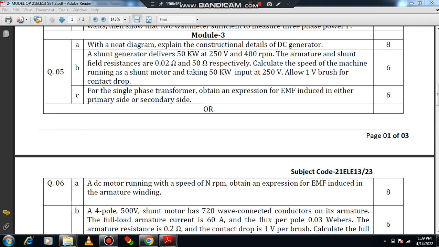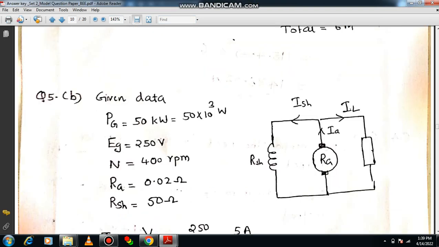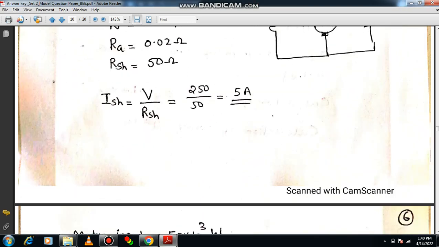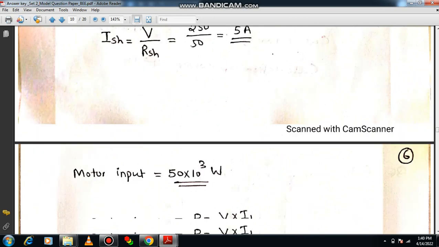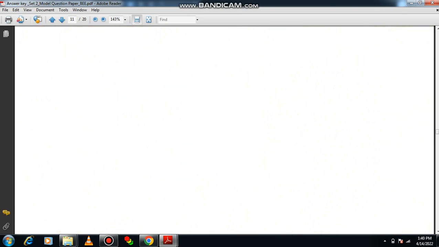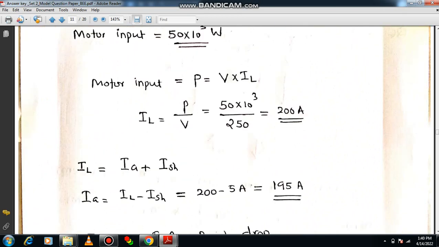However, the flux is not given. That's a big headache for us. So, I will be showing you the approach which I made out. In this circumstance, initially the machine will act as a generator. You can draw the simple circuit diagram of the shunt generator. Then write down the given data, compute the current through the shunt field winding. Afterwards, motor input. Then by using the equation, you can compute the load current.